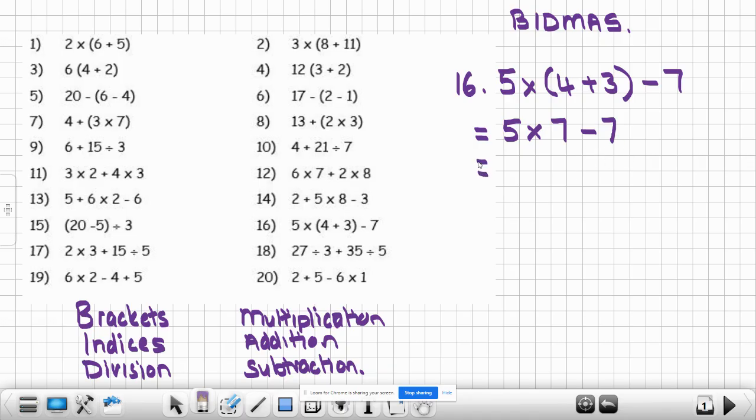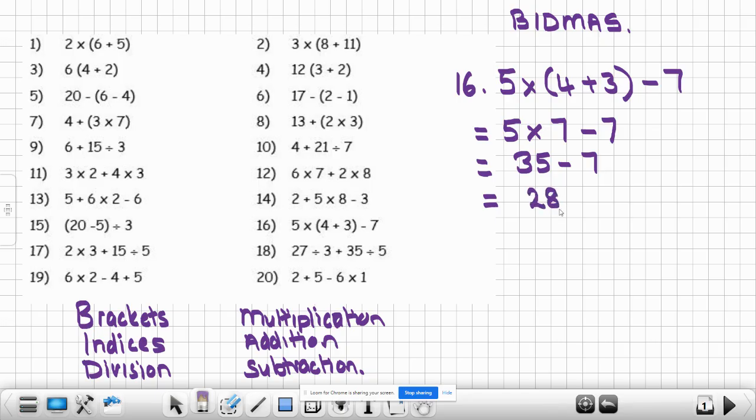Okay, let's take it to the next stage. So now we've got a multiplication and a subtraction left to do. But if we look here, multiplication comes before subtraction. So 5 times 7, which is 35. So the multiplication has now been dealt with, and we've still got that subtraction left to do. Finally, 35 minus 7, and 35 minus 7 is 28.